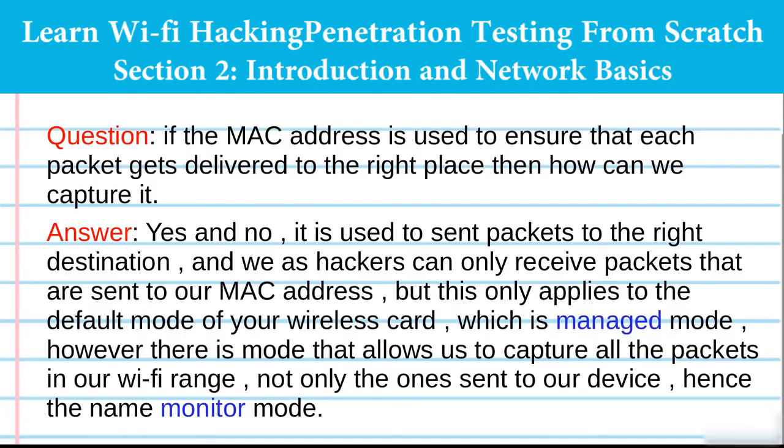So from the previous video, we know that MAC addresses are used to ensure each packet goes in the right direction. So it goes from the source to the destination MAC, which is specified in the packet. So if the MAC address is used to make sure that each packet gets delivered to the right person, how can we capture it? Because I said in the first video that we can sniff those packets, capture them, and read all the information that is in these packets. Now, how can we do that if each packet is actually delivered to one person?